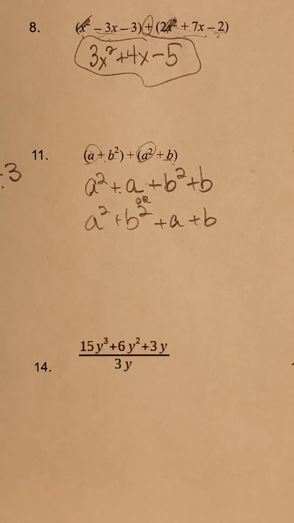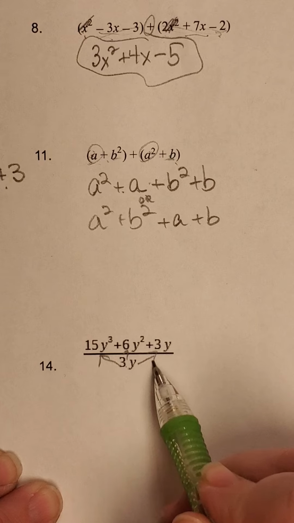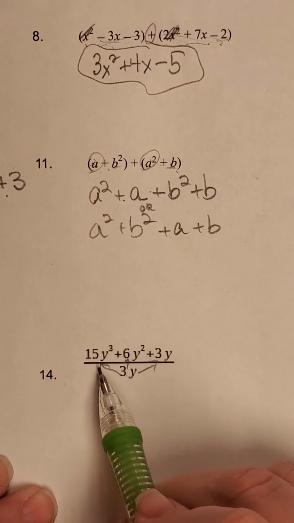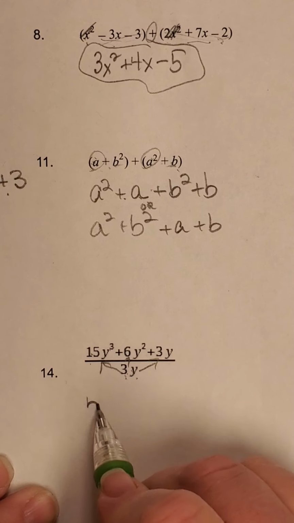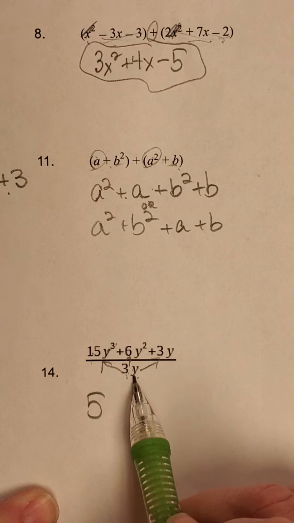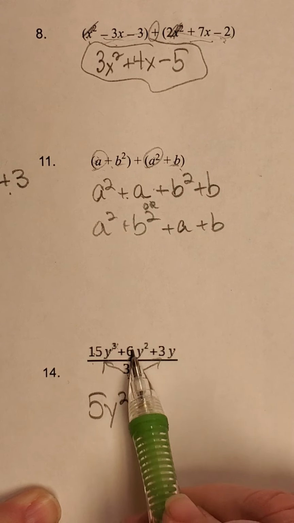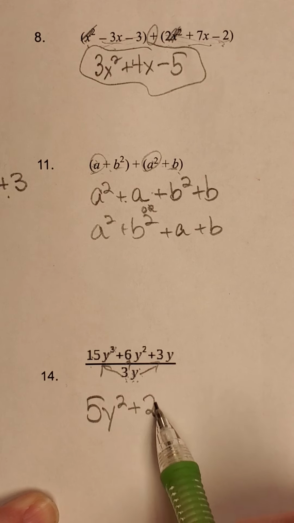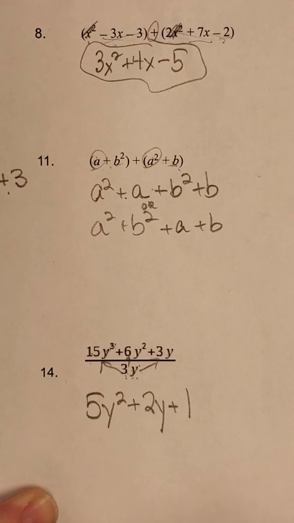On this one, you're going to divide each of these by 3y. Okay? So 15y cubed divided by 3y. 15 divided by 3 is 5. y cubed over y would just be y squared because you subtract the exponents. And then 6 divided by 3 is 2. y squared over y to the 1 is y. And then 3y divided by 3y is 1.